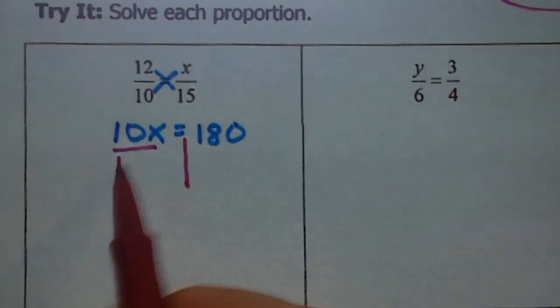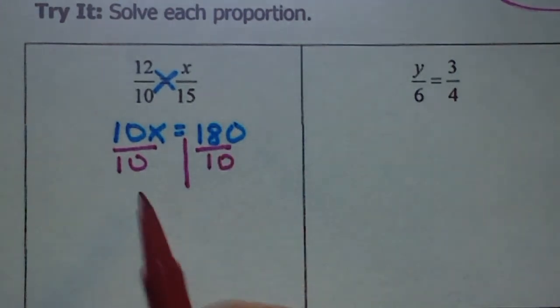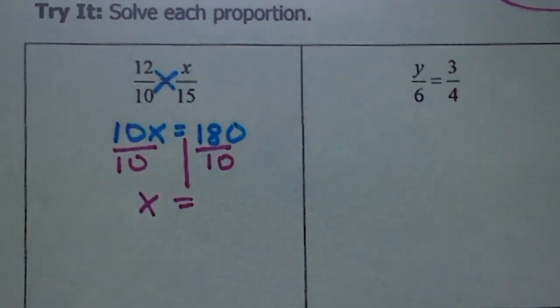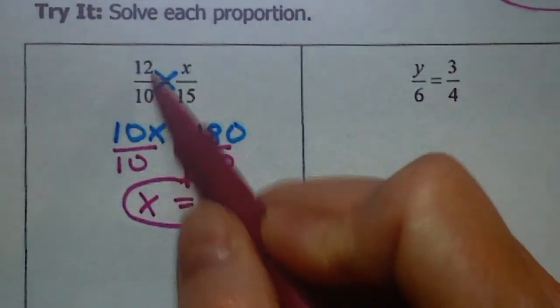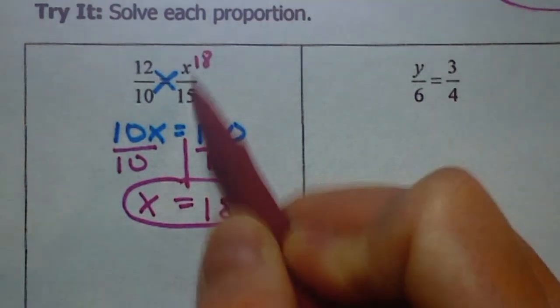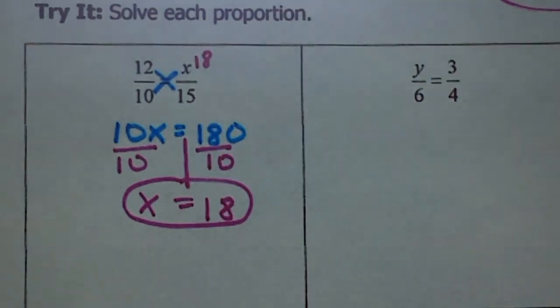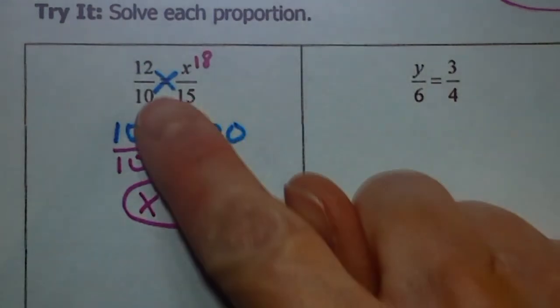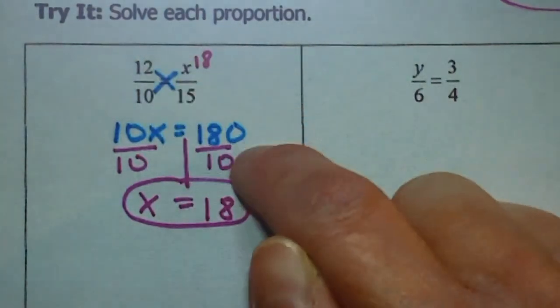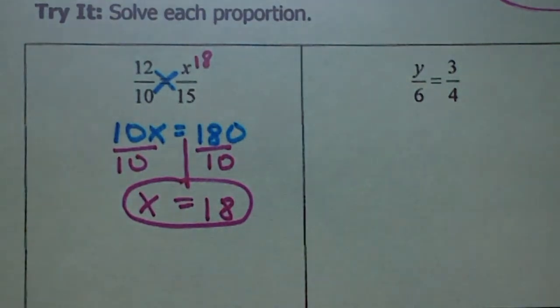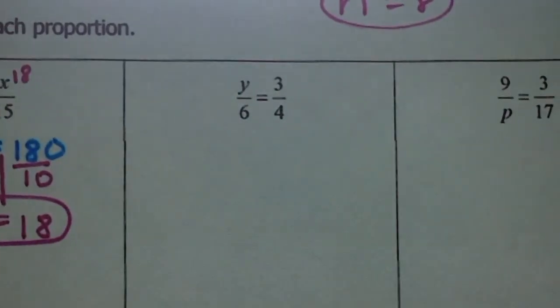Now all I have to do to solve it is divide both sides by 10. So all you're going to do now is take 180 divided by 10, and we get x is 18. So that means that 12/10 is equivalent to 18/15. If you wanted to make sure that you were right, take 10 times 18, that's 180, and we already determined that 12 times 15 is 180. So you can check every single one to make sure that you're right, which is great, especially on assessments. All right, take a look at the next one.